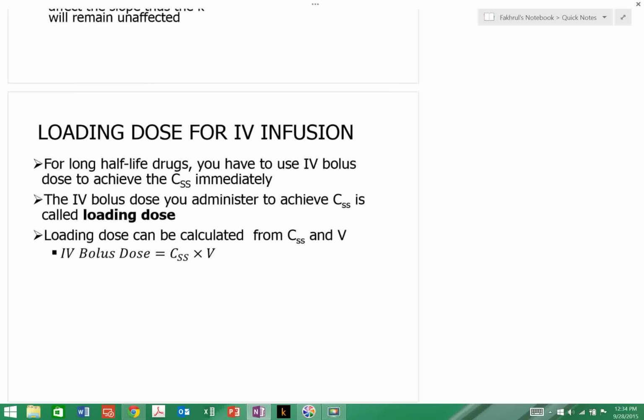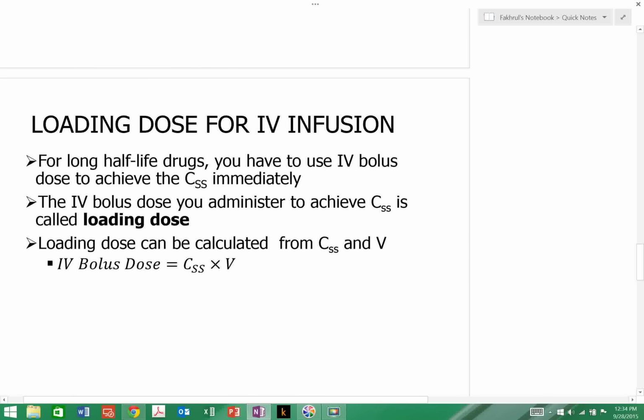Now, as I have mentioned, loading dose for IV infusion: for long half-life drugs we may have to administer an IV bolus dose to achieve CSS immediately, and that dose is called the loading dose. I mentioned this in the last class. Here you see this is the equation we are going to use. Remember this equation. In tomorrow's class we will practice a number of problems using this equation.